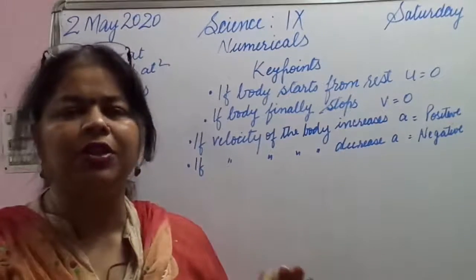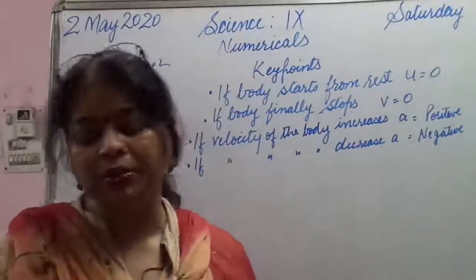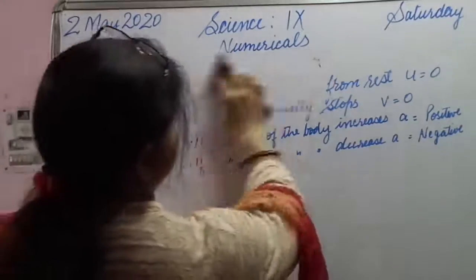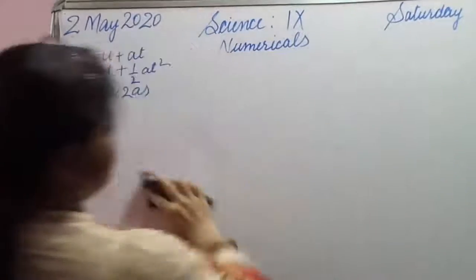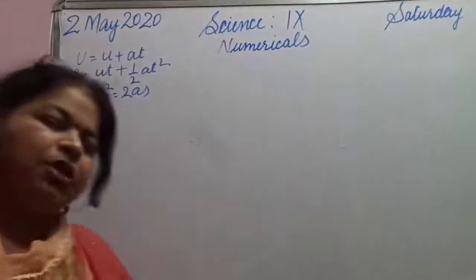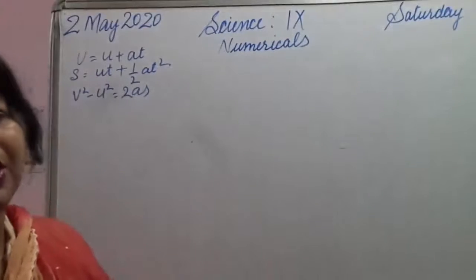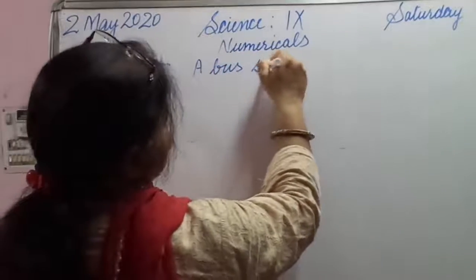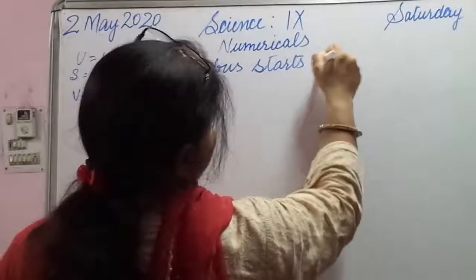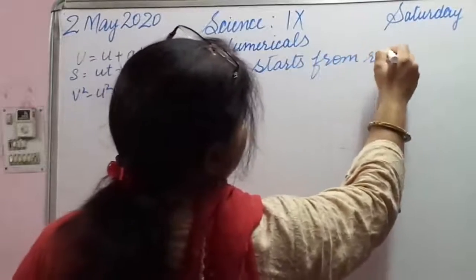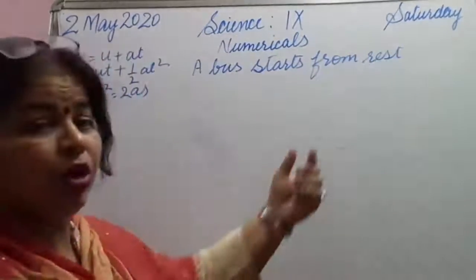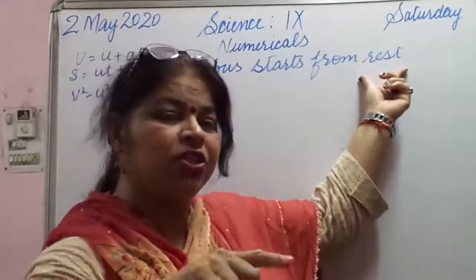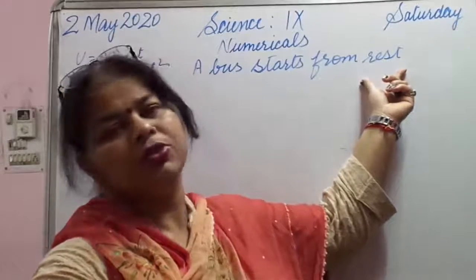So I am going to start with the first numerical. And what is the first numerical? Let us see. I am going to write down the statement and then we are going to solve it. A bus starts from rest. Now you have to know the meaning of whatever the words are saying. A bus starts from rest. Starts from rest means that initially it was at rest. So it means U is equal to 0.